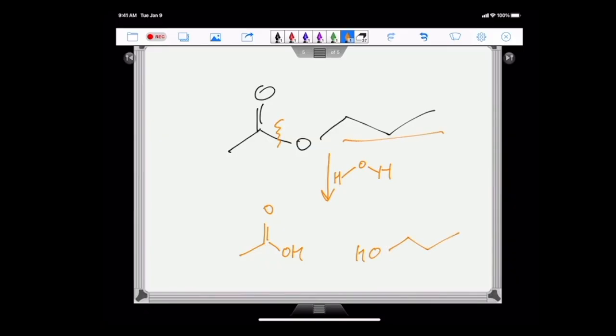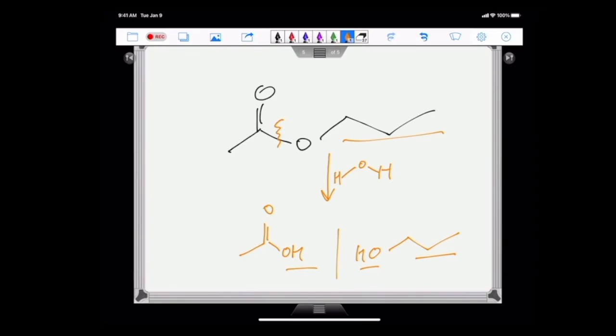These 3 carbons here are these 3 carbons here. You've snipped this in part and inserted water. So now the ester has turned into a carboxylic acid and an alcohol. Those are the functional group conversions that are possible, which means you can also form esters from carboxylic acids and alcohols.